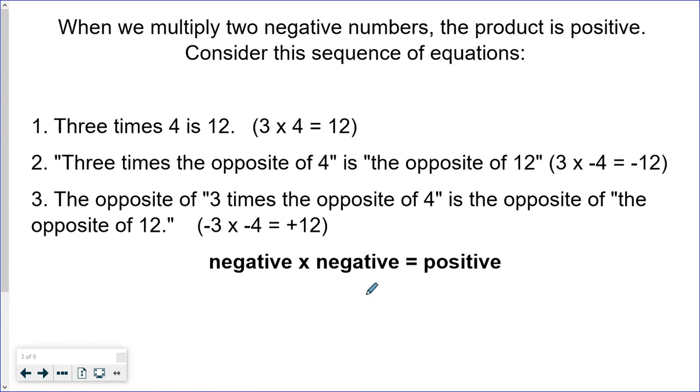Think about in English class a while back, we talked about how when you have two negatives in a sentence, the two negatives kind of cancel each other out. Mathematics is kind of the same way. When you have one negative and you multiply it by another negative, it's like those negative symbols cancel each other out. And now I'm left with a positive number as my answer.